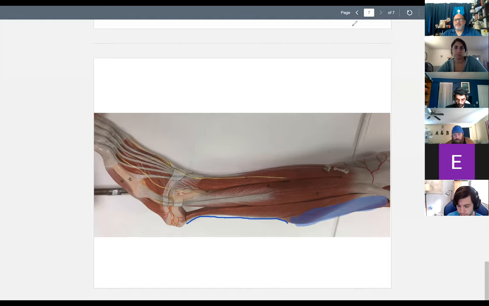But notice deep to it is this broad flat muscle that also uses the calcaneal tendon to attach to the calcaneus. Notice there's a little gap between the rest of the muscles and the heel where both the soleus and the gastrocnemius attach to that calcaneus. So both the soleus and the gastrocnemius use the Achilles tendon to attach to the calcaneal bone. All right, so that shows that nicely.